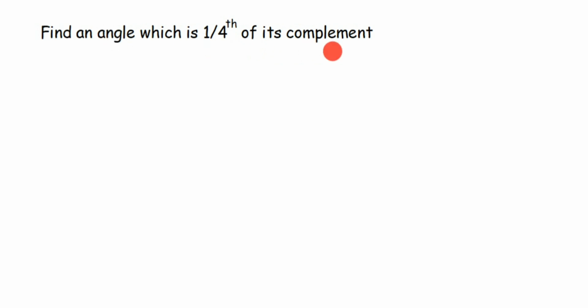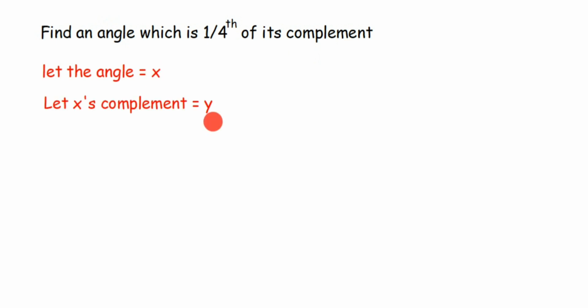So we don't know the angles, so we'll assume a variable here. Now this angle is unknown to us and this is what we have to find out, right? So let's assume that the angle is x. Now we're talking about its complement. So let's take x angle's complement to be y. Now we'll write the relation.